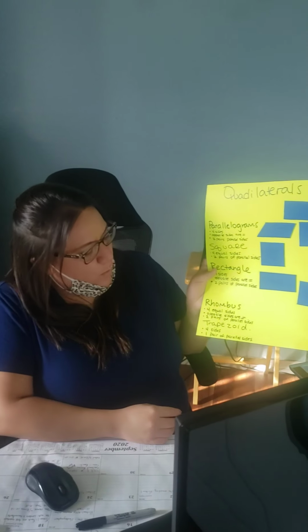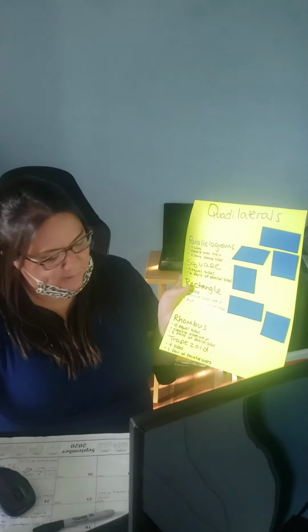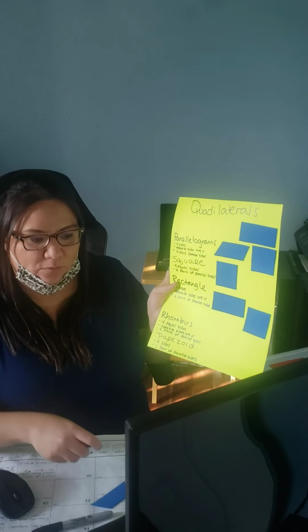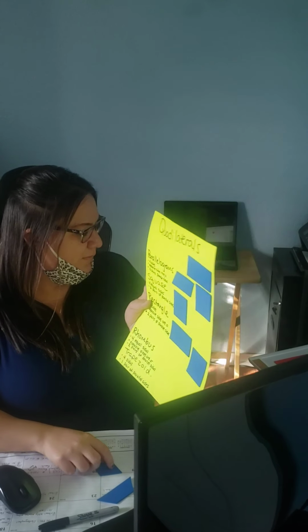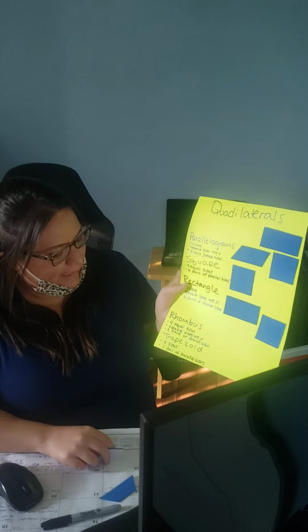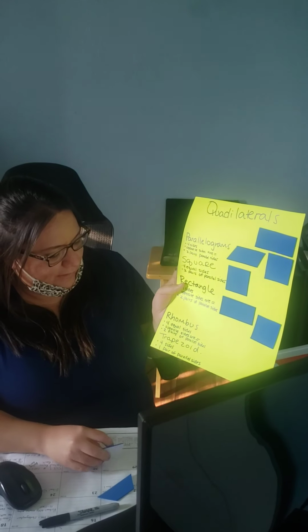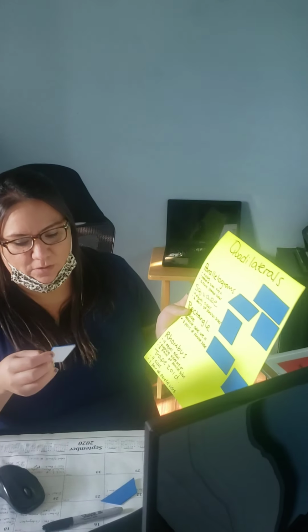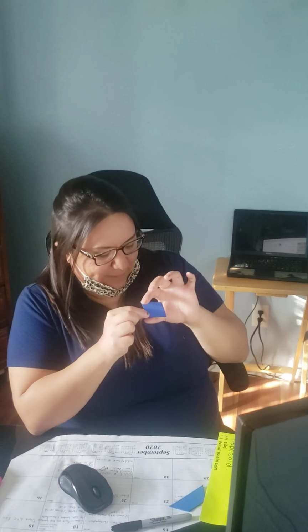Now we have the rhombus. A rhombus has 4 equal sides. It has 4 equal sides and it has 2 pairs of parallel sides and the opposite sides are equal. So opposite sides are equal, kind of like a square. To me, the rhombus kind of looks like a slanted square. Kind of like the parallelogram looks like a slanted rectangle. The rhombus to me looks like a slanted square. And it does have 4 equal sides.